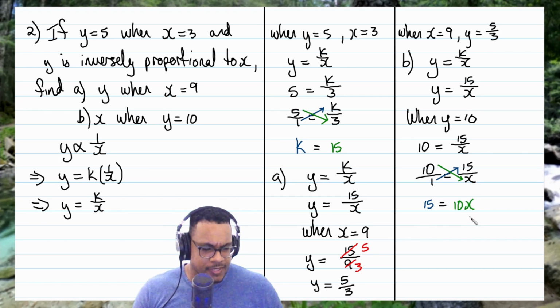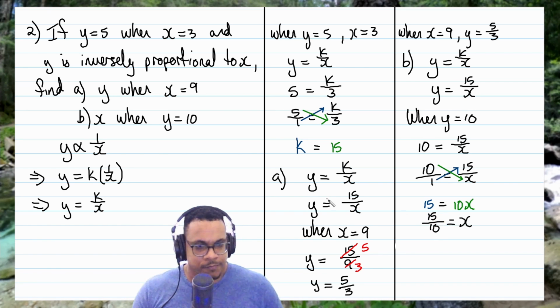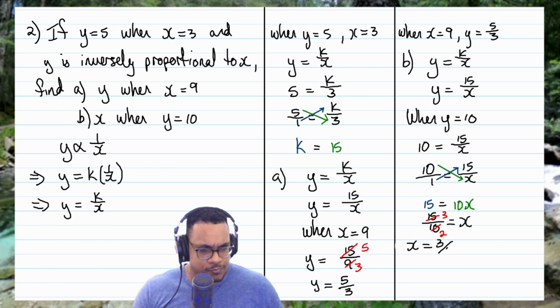Now I have 10 multiplied by x, so I'll transfer this 10 across the equal sign. And the operation will change from multiplication to division. So I'll have 15 divided by 10 is equal to x. And of course, this can be broken down. So we say 5 into 10 is 2, and 5 into 15 is 3. So we'll have x is equal to 3 over 2. So when x is equal to 3 over 2, y is equal to 10.